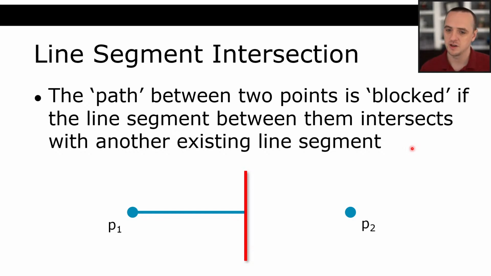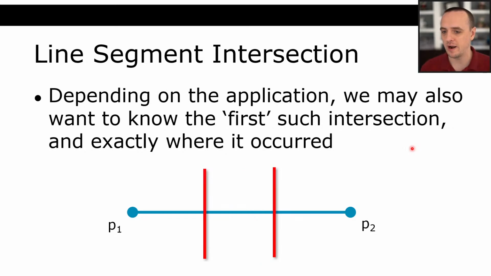But we may not just want to ask if a block exists, but where that block exists, okay? So depending on the application, we may also want to know where the first intersection is. So for example, if we are at P1 and we're trying to do a light source calculation, and we want to know how far does this light go, we may want to ask not necessarily, is there a block, but where's the first block, right? So we would want to know where this is right here. There might be multiple intersections, but we want to know where that first one is. So that's the problem that we're going to be looking at today.